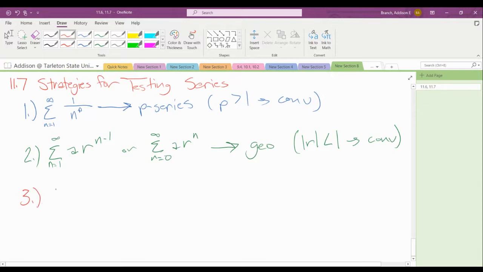Method 3 that we could use: if the series resembles, or has a similar form to, a p series or geometric, what you want to do here is go ahead and use a comparison test.